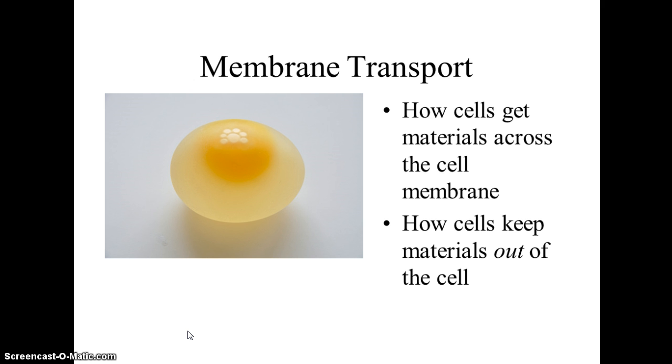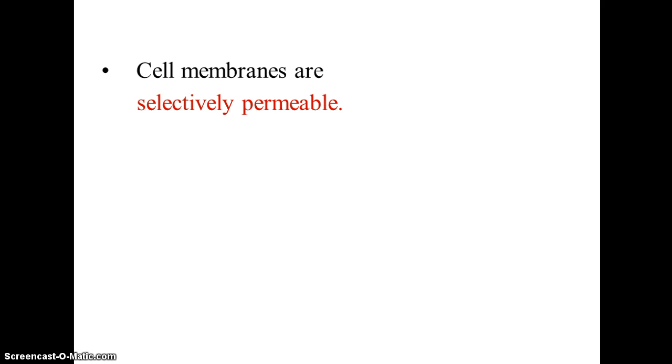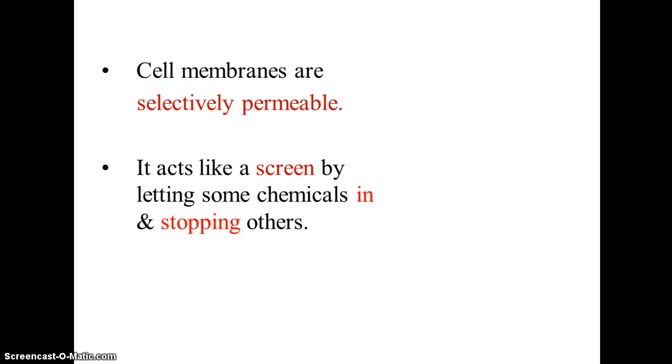To do that, we need to look at membrane transport, which is basically how cells get materials across the cell membrane and how cells keep other materials outside of the cell. So it's important to remember that cell membranes are selectively permeable. And that means they act like a screen by letting some chemicals or molecules through and stopping others. So you can kind of think of it like the door of a cell. It's an opening through which some things can pass in and out.